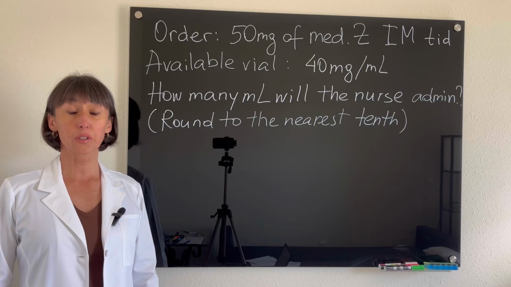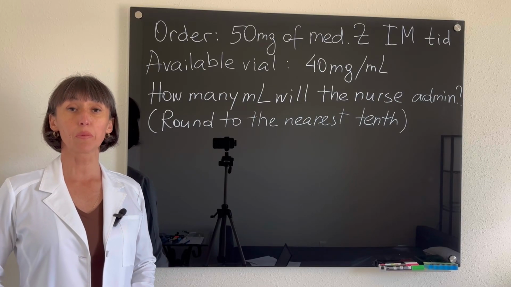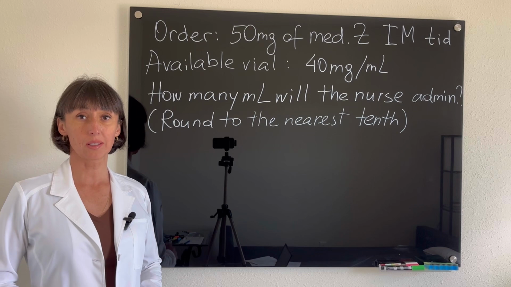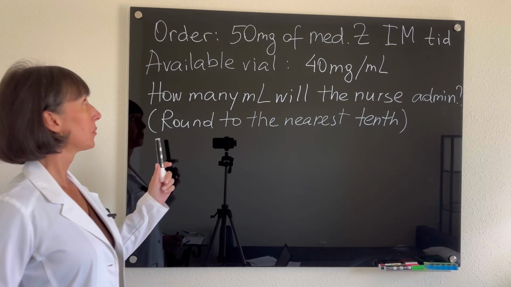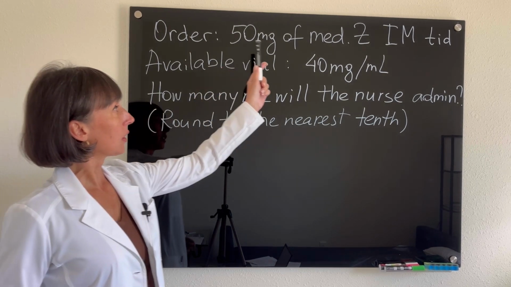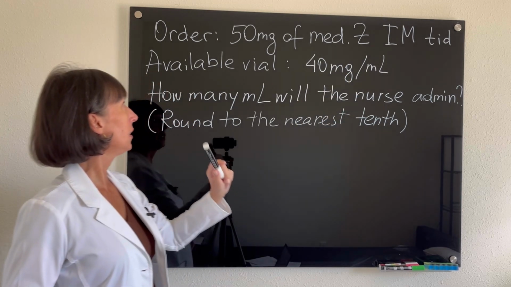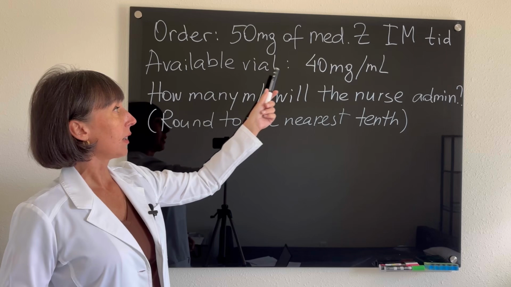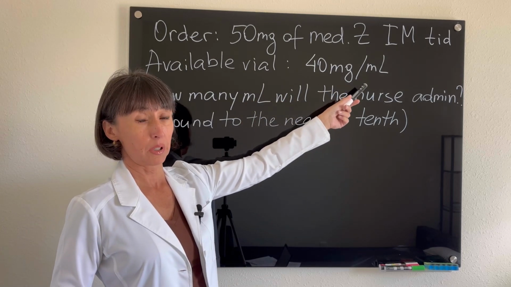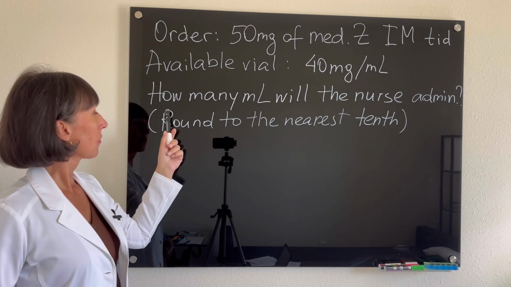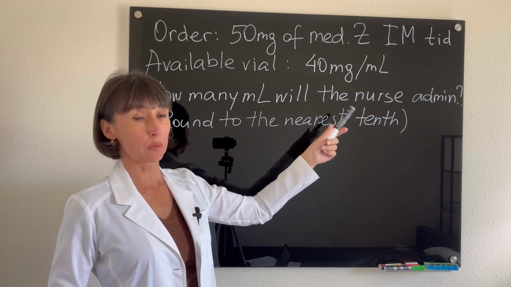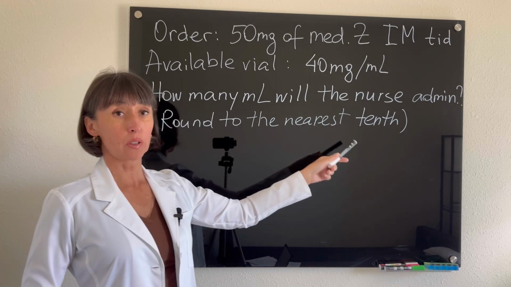In this video, we will solve a few dosage calculation problems for injectable medications. Let's take a look at the first one. Order 50 mg of medication Z intramuscularly 3 times a day. Available vial that reads 40 mg per 1 milliliter. How many milliliters will the nurse administer? And we will be rounding to the nearest tenth.